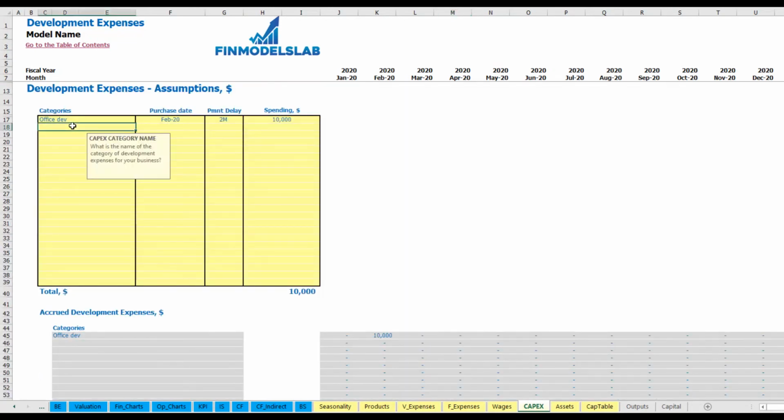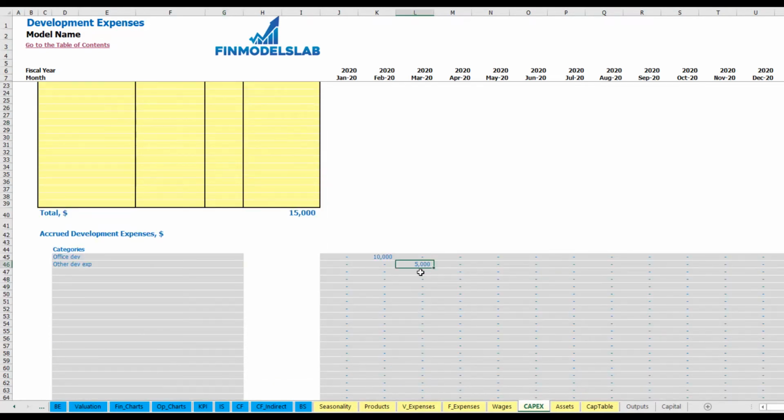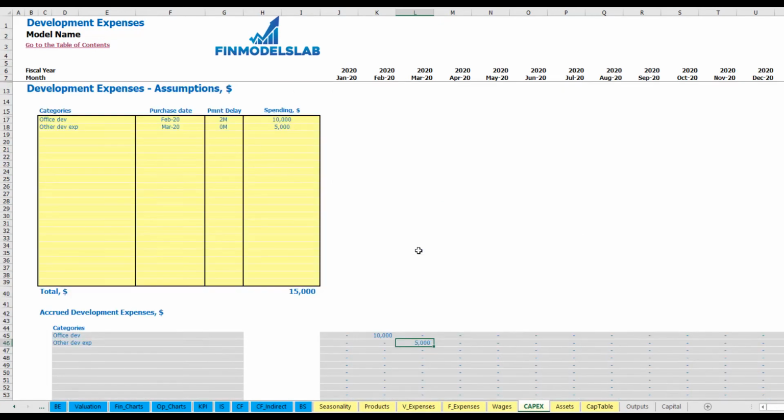Let me give you another example. Other development expenses. Let's say March 20, $5,000 with 0 payment delay. This means that this amount is accrued in March and paid in March as well.